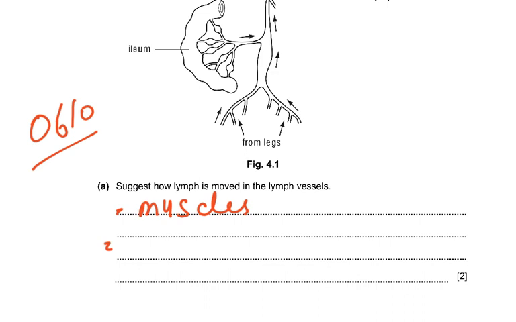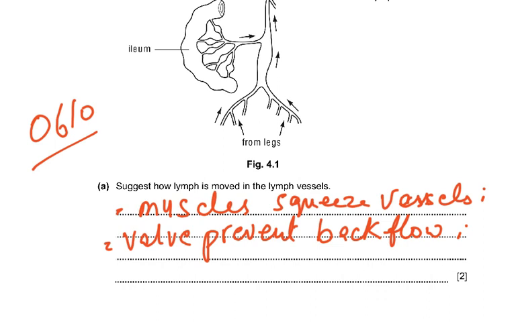And valves prevent backflow. So muscles squeeze vessels and valves prevent the backflow.